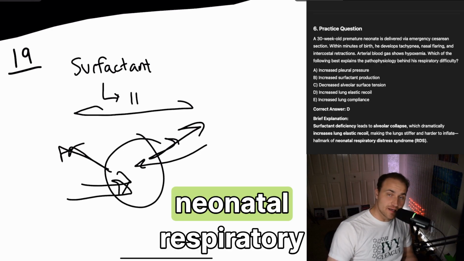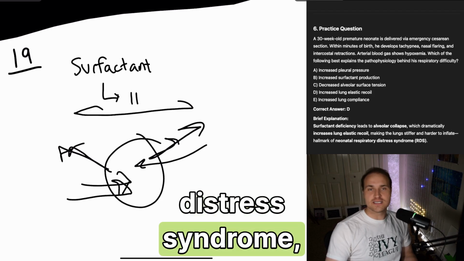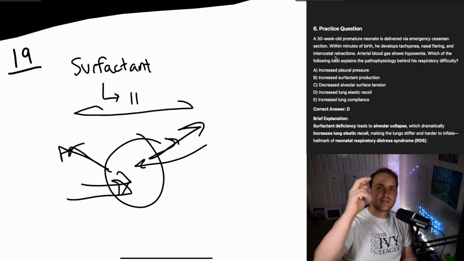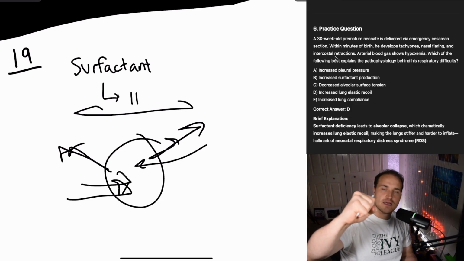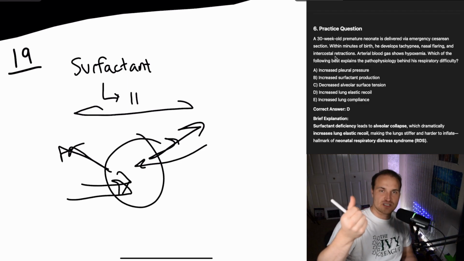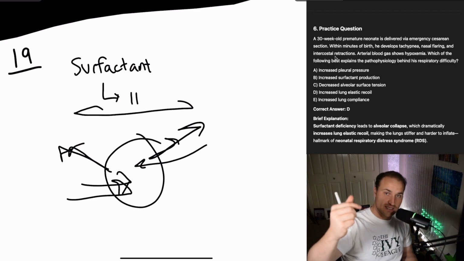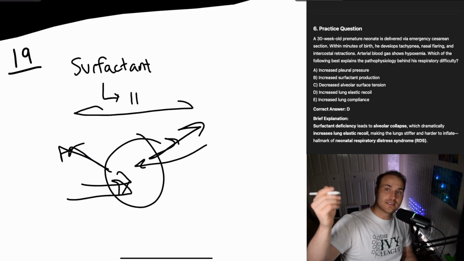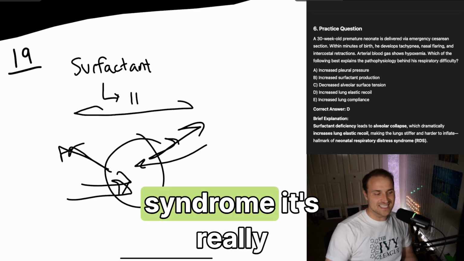And so in neonatal respiratory distress syndrome, which is what this patient has, it's a decreased surfactant, and so you have increased surface tension in the alveoli. And so they're going to collapse super readily, and then the increased elastic recoil is going to cause them to snap shut because the surfactant resists that. And so once they're collapsed, it takes a lot of effort and pressure to reopen them. Elastic recoil is the alveoli wanting to collapse. In respiratory distress syndrome, it's really increased.